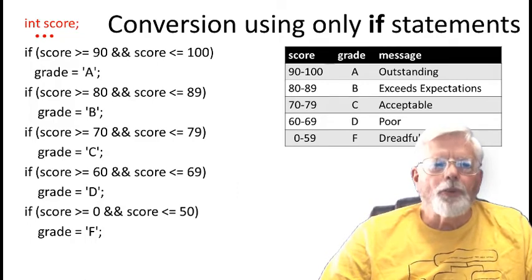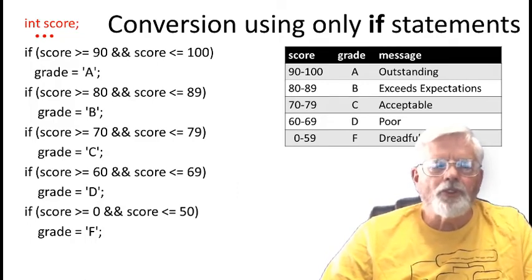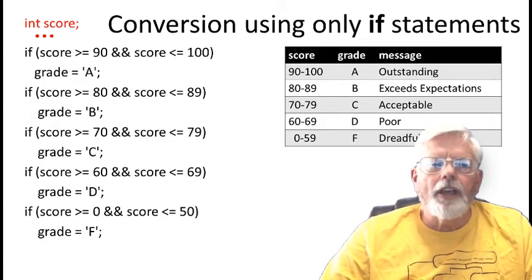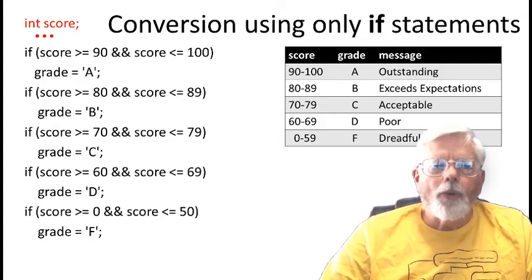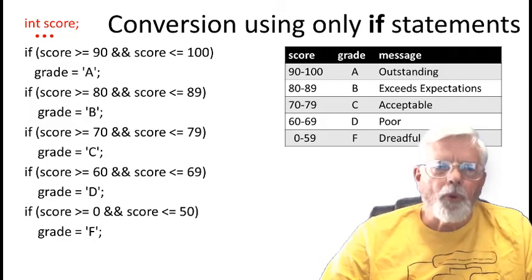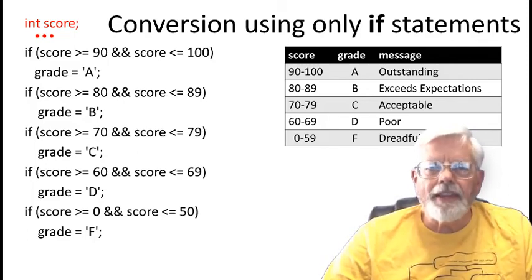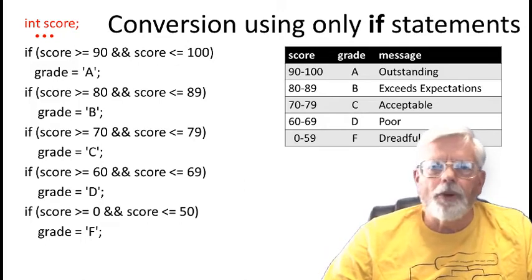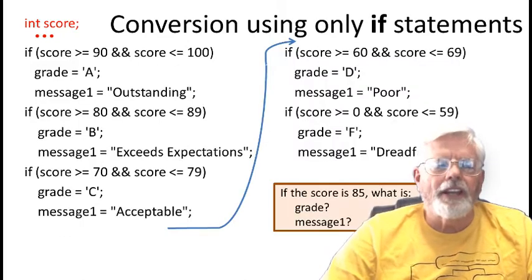If score is greater than or equal to 80 and score is less than or equal to 89, grade's a B. Okay, so here we go all the way down, and I think I have pretty much covered everything that is in our definition, well, except for the message. How about setting it up like this?